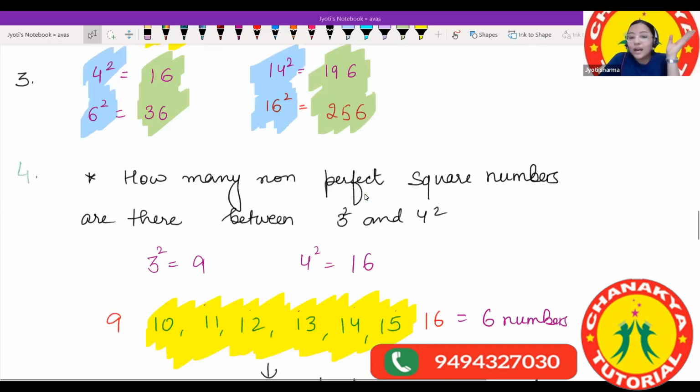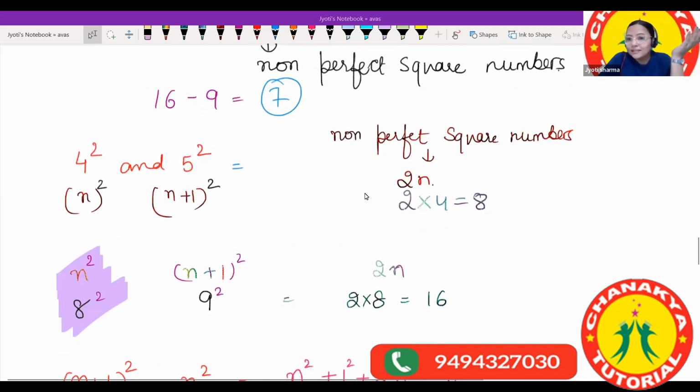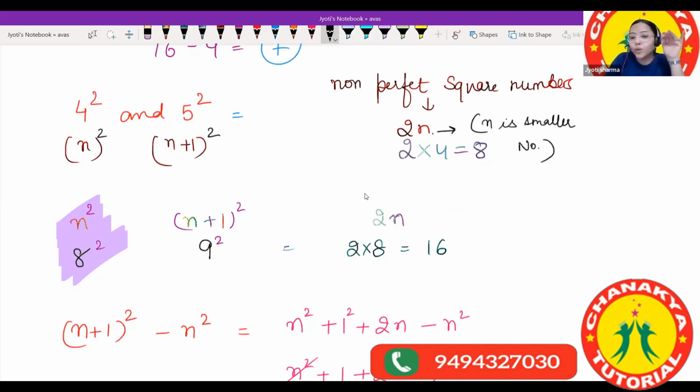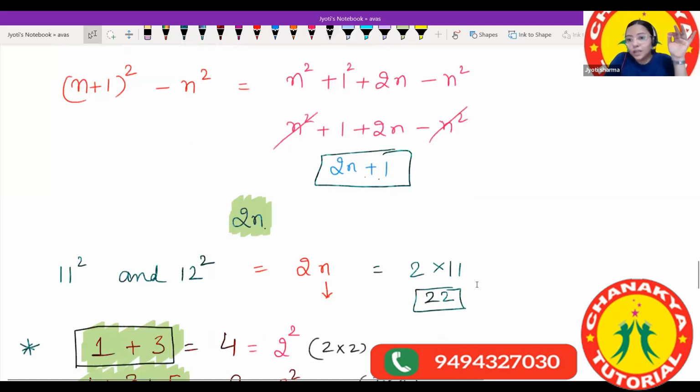Okay. We understood how do we find. It's very simple. We simply do 2n, right? Here the smallest number is n and the biggest number is n plus 1 square, and then we multiply n by 2 and we get our answer. And here n is the smaller number. So 2 into 4, there are 8 numbers between 4 square and 5 square. In the same way, if we take any number, we can simply find how many numbers are there in between.